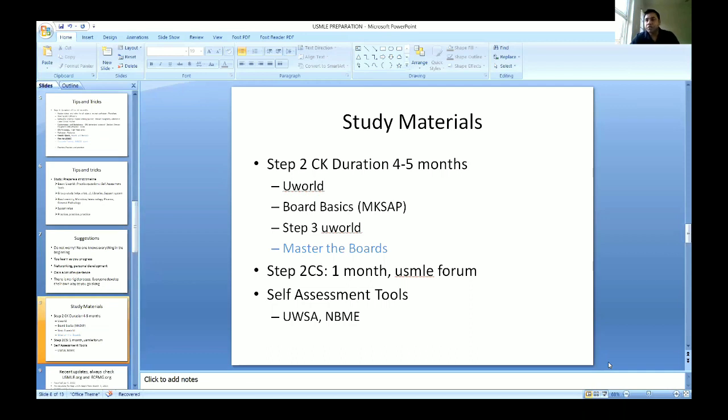So that was about Step 1. Now I would like to talk about Step 2. The duration is usually 4 to 5 months, but as I said, it depends on everyone, on how much time you are giving. If you are studying just 2 hours a day and think you will finish in 5 months, then that is of no use. The total duration depends on everyone. The average duration is 4 to 5 months.